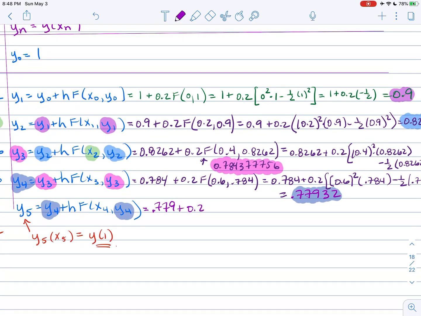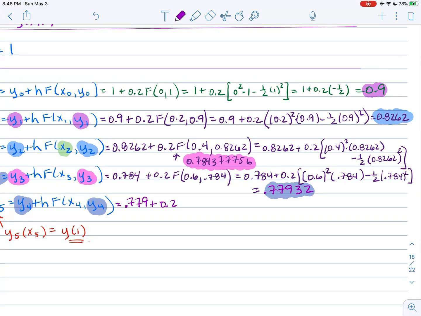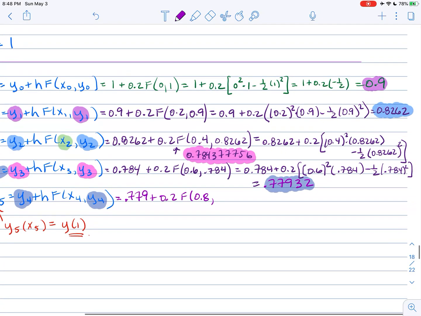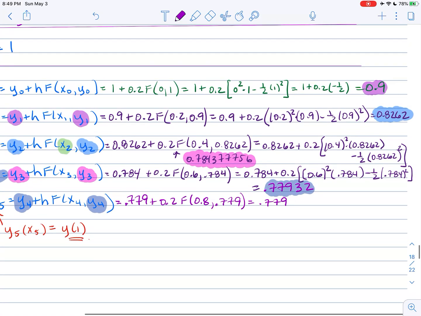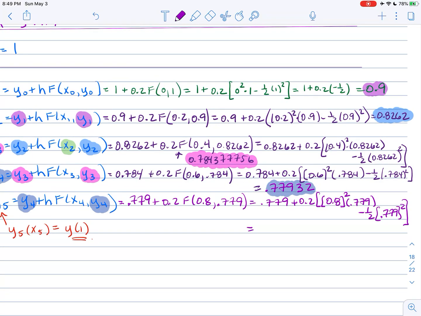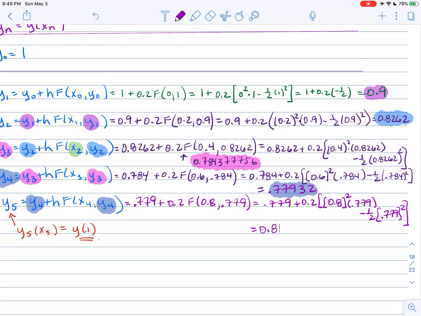plus, the more accurate you are, the more accurate your estimate will be. F of 0.8, because we do go up one step size, we're using x sub 4, and remember x sub 4 is 0.8, and we're going to use 0.779, and that's going to be 0.779 plus 0.2 times 0.8 squared times 0.779, take away 1/2 of 0.779 squared, and I end up with 0.8183468676 if you used all of the numbers.